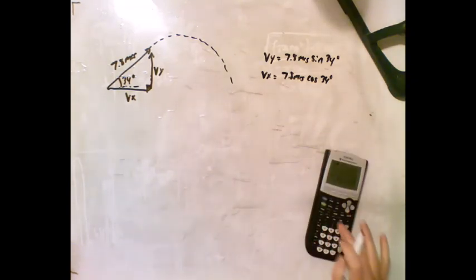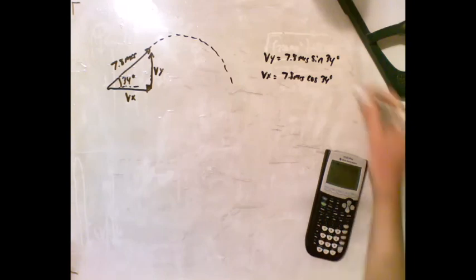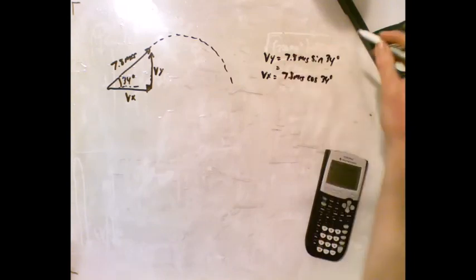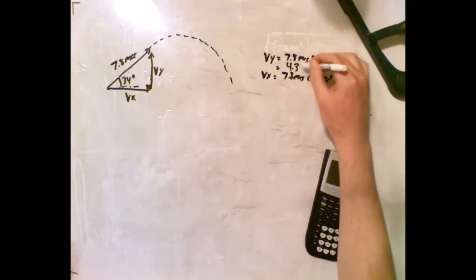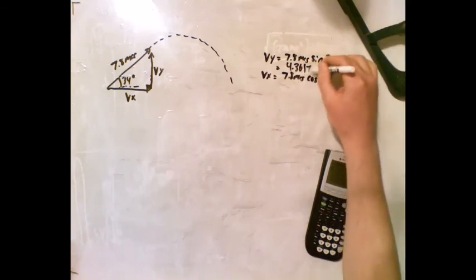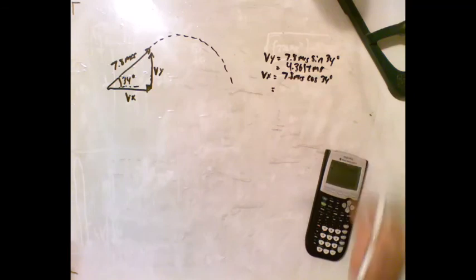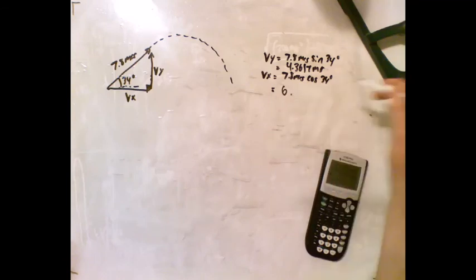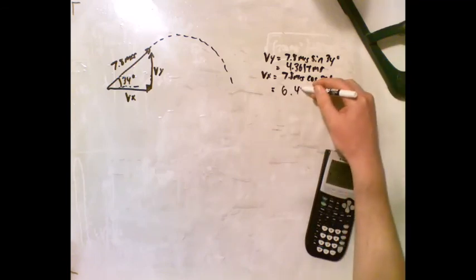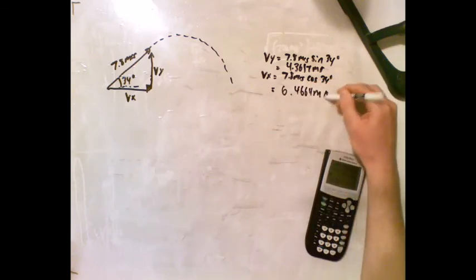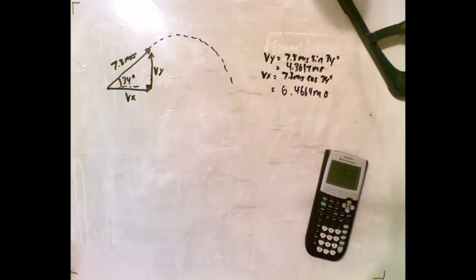7.8 sine 34 is 4.3617, and our x component, 7.8 cos of 34, is going to be 6.4664 meters per second. And I'll use those whole numbers as I move through. I'll just write down the abbreviated version.